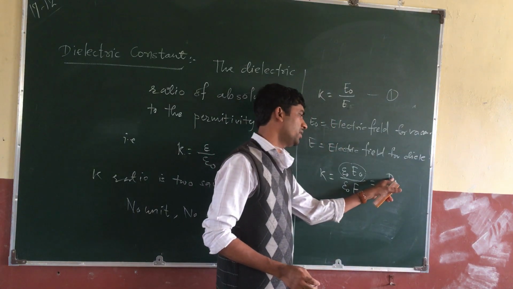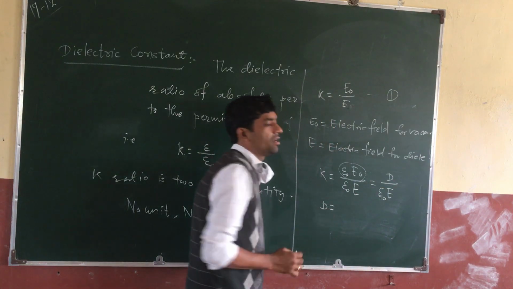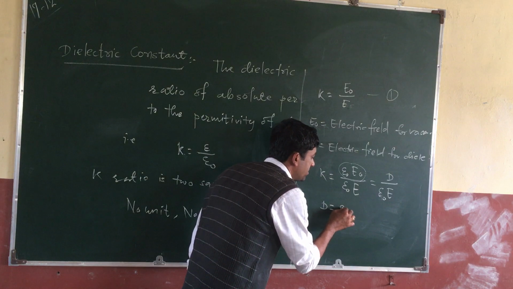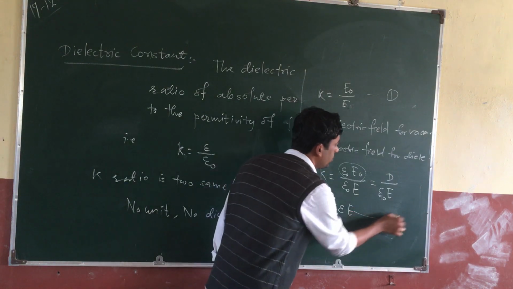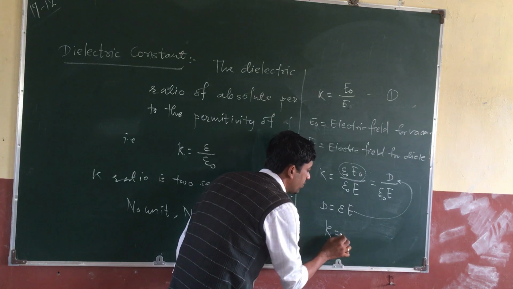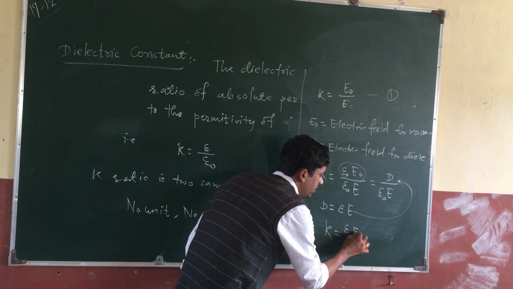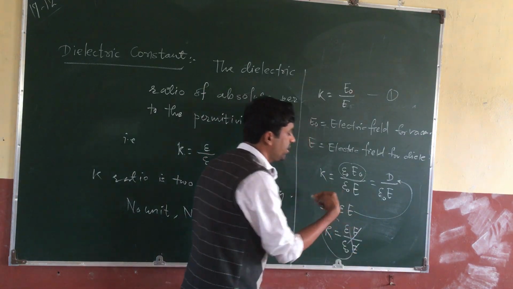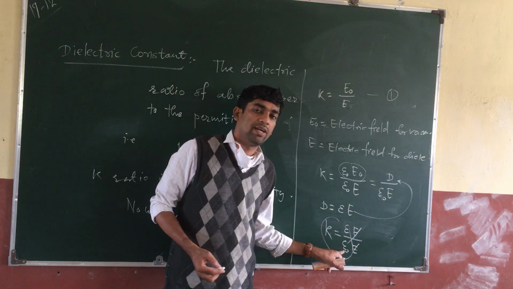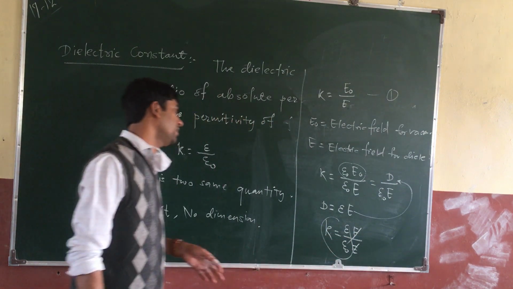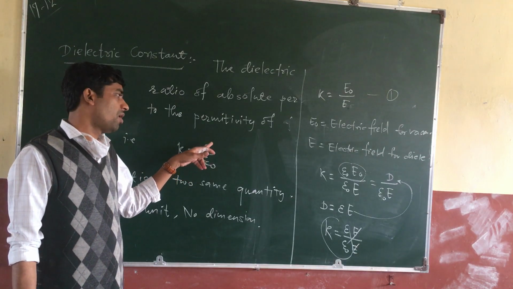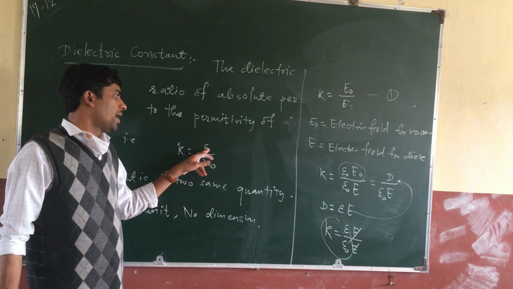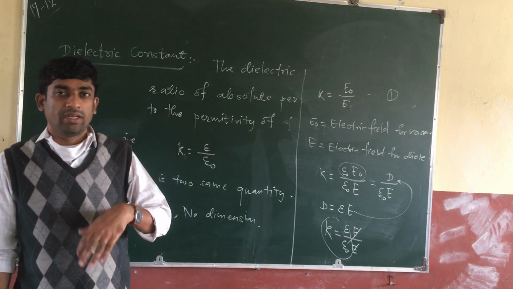In this equation, the electric displacement vector in terms of the electric field of a dielectric can be represented as epsilon into E. If you substitute this value here, your dielectric constant will be epsilon E divided by epsilon naught into E. E will get cancelled. So dielectric constant is the ratio of epsilon divided by epsilon naught. That is why we say that dielectric constant is the ratio of the permittivity of the medium to the permittivity of free space.